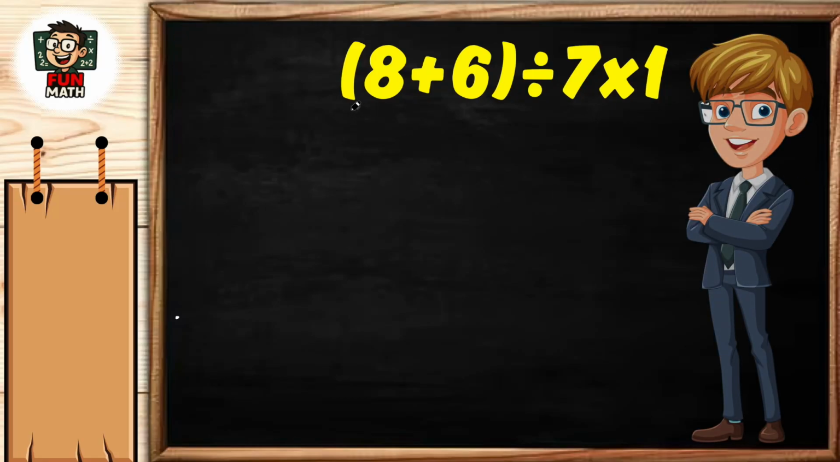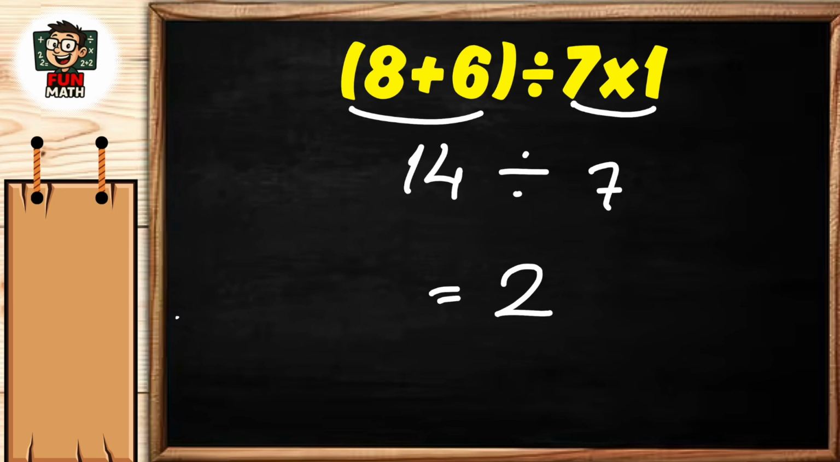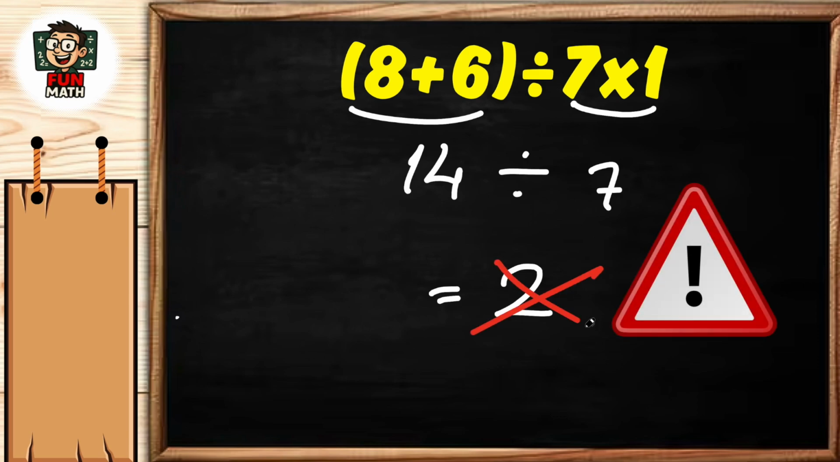Let's look at the solution. 8 plus 6 equals 14. 7 times 1 equals 7. Let's divide last. 14 divided by 7 equals 2. If you solve the question this way, you solved it incorrectly.